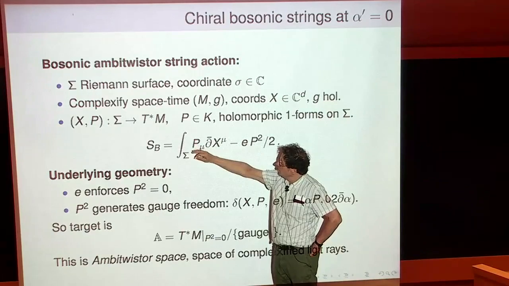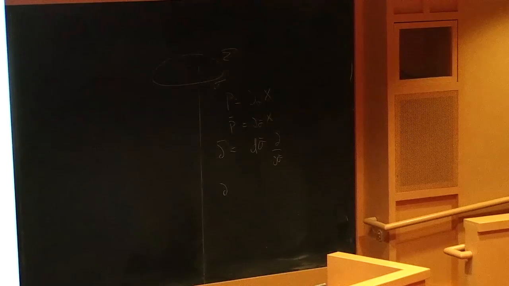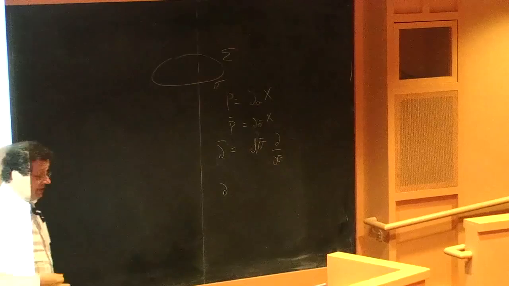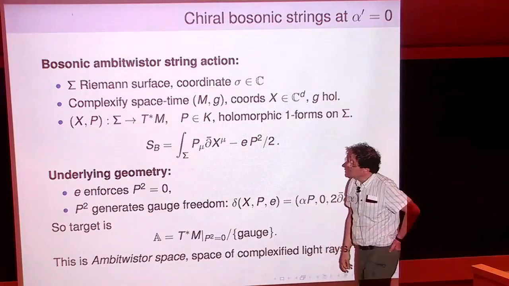So d bar is of course just meant to be d sigma bar times d by d sigma bar, and similarly for d. And so what you discover is that the field equations are going to tell you that d bar of x is zero. If x was real, that means that x is holomorphic, but if x was real, then it would have to be constant. You get a trivial theory. So you have to allow the space-time coordinates to become complex in order for this to be a non-trivial object.